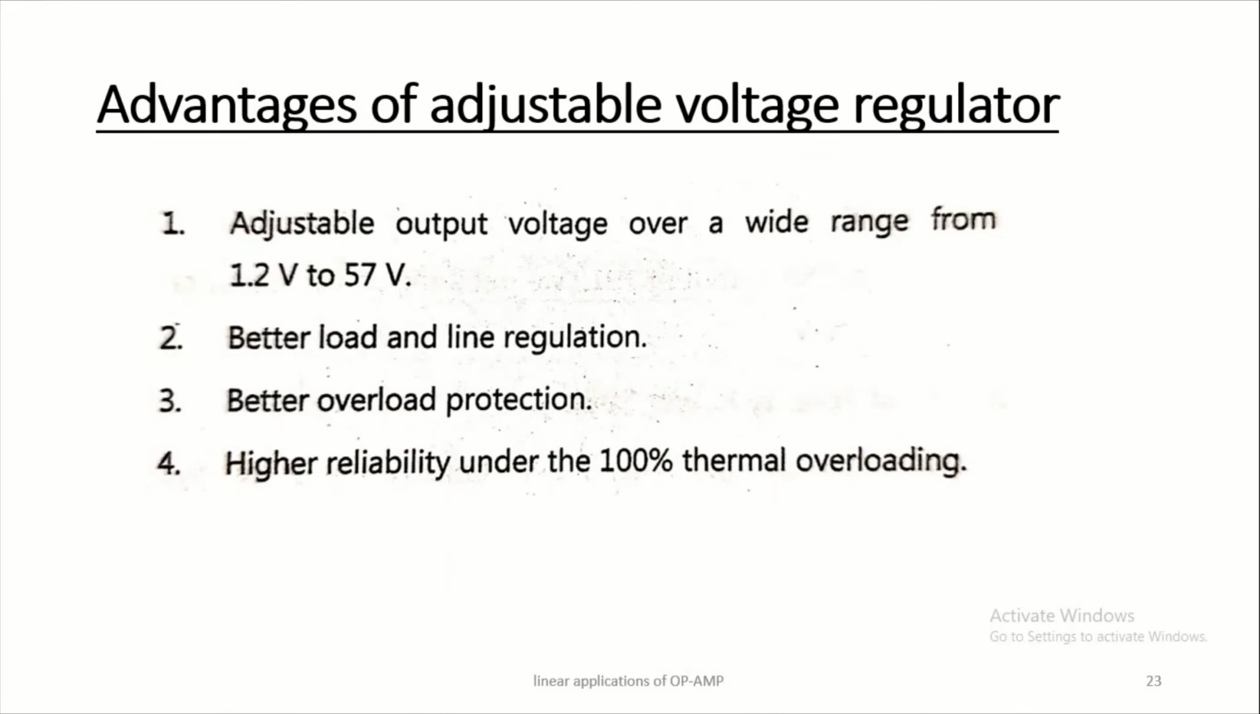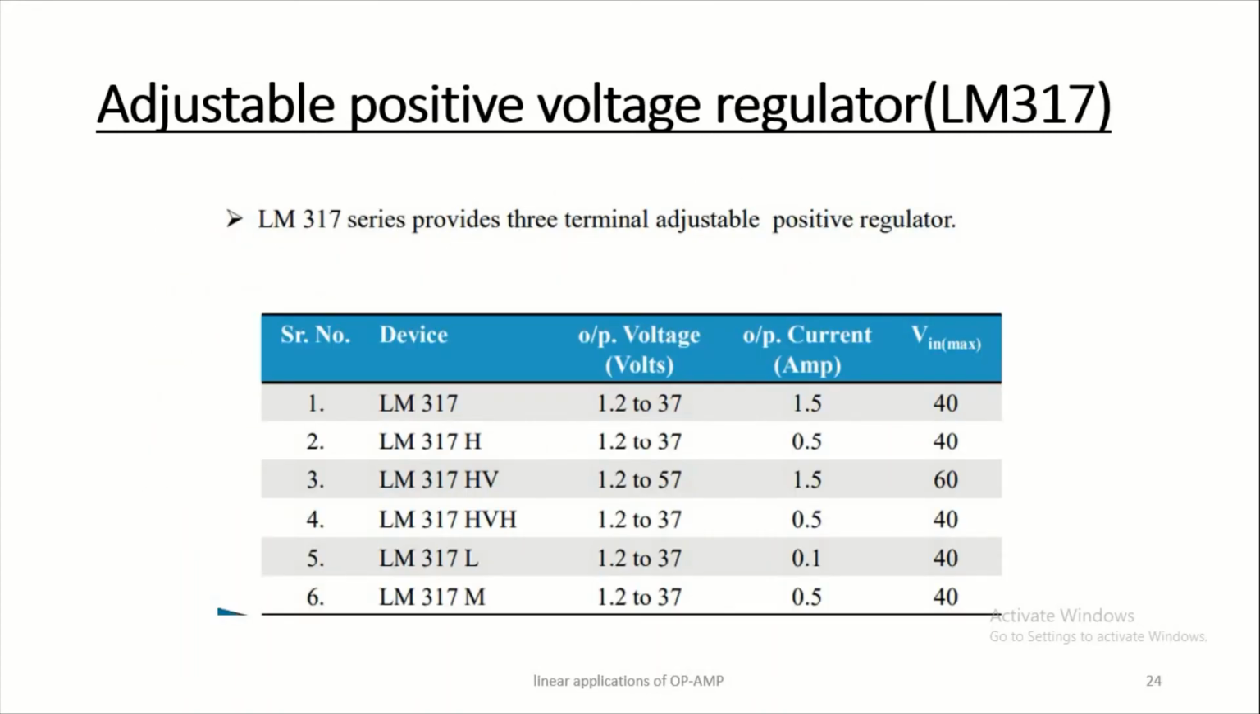Next are the advantages of the adjustable voltage regulator: adjustable output voltage over a wide range from 1.2 volt to 57 volt, better load and line regulation, better overload protection, and high reliability under 100% thermal overloading. Now, next is the adjustable positive voltage regulator LM317.